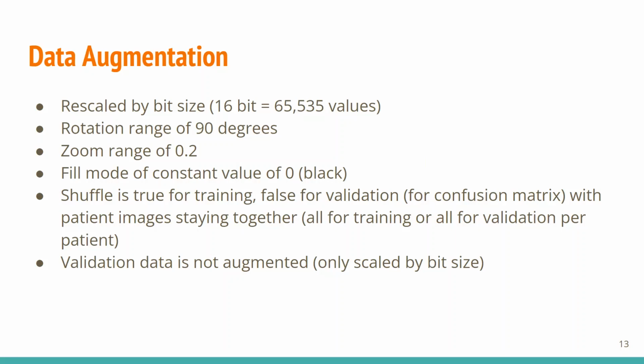The reason we did all this data augmentation is we only have a little over 300 images, which is a relatively small data set for a convolutional neural network. So we really wanted to give our model the best chance it had to learn the difference between cancerous and healthy.